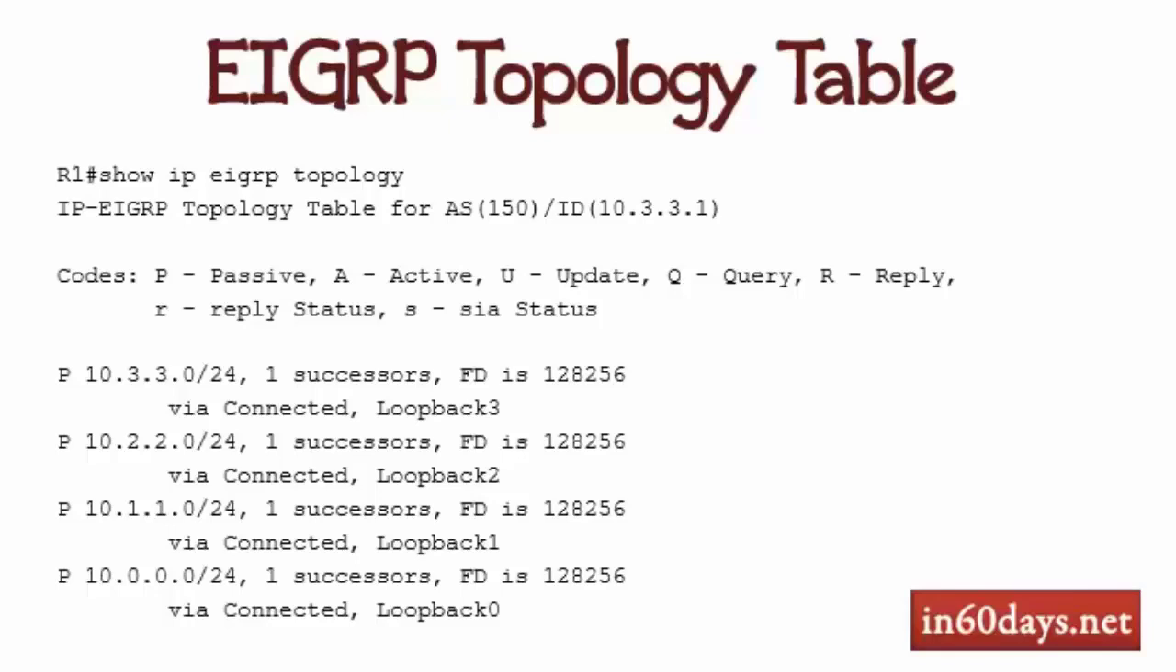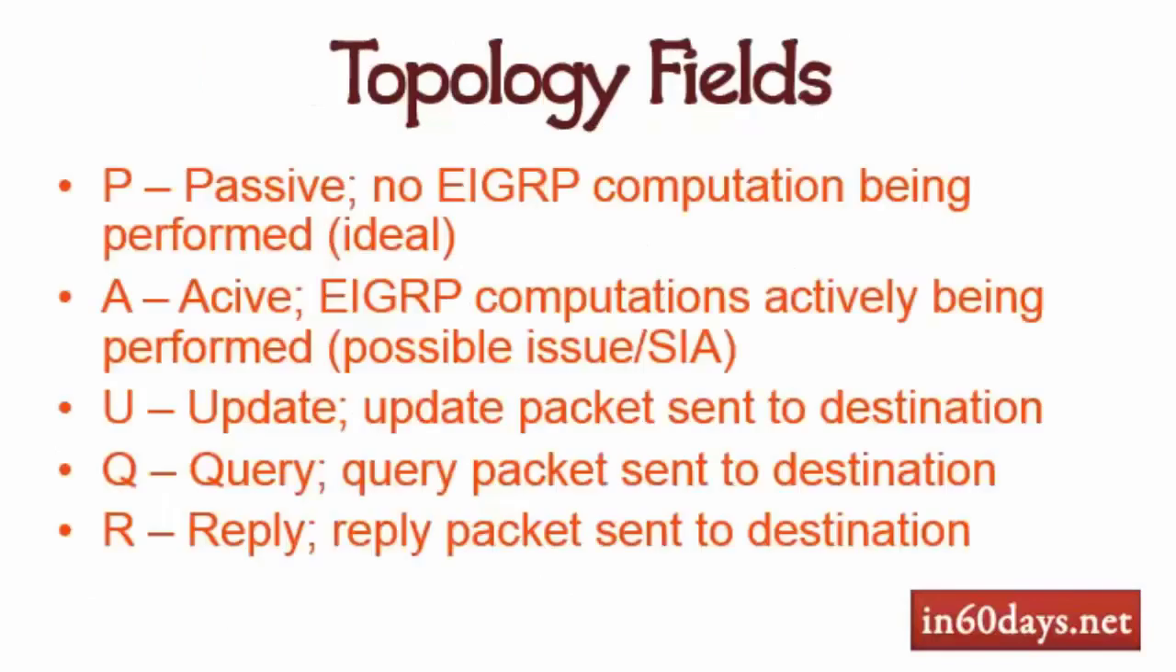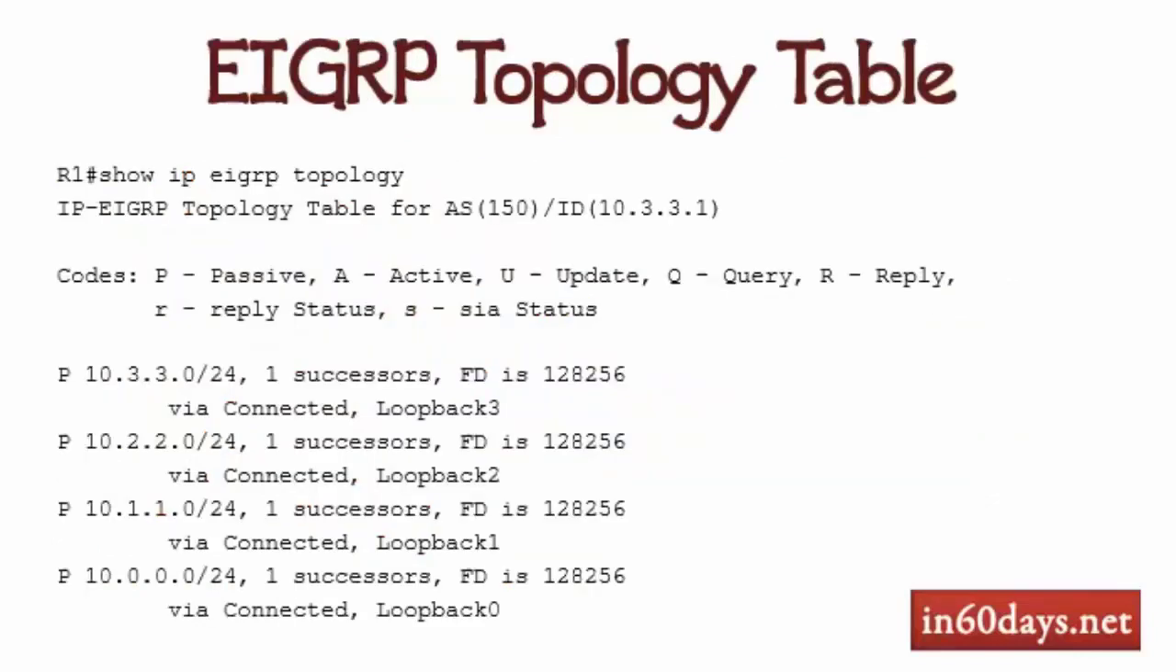The EIGRP topology table, which I'll go into the outputs shortly, shows you the topology that you're running for your EIGRP process. And here's the networks I mentioned here. I've actually put them all in my loopbacks just for testing. Do you need to know these outputs? If you look on the last presentation, you can see all these outputs here are shown in a passive mode, which is actually what you want. There's no computations taking place at the moment on these routes.